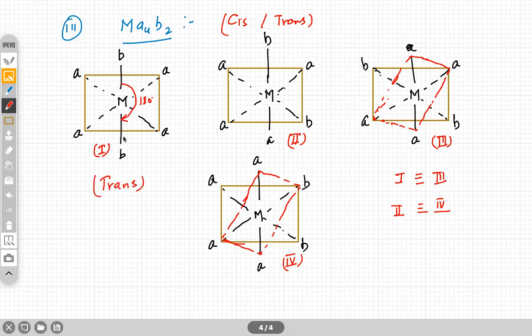If B is present at 180 degree, okay? Here you see the 2B atoms, the angle between this B and this B, this bond, is 90 degree, right? So when the bond angle is 90 degree here, then it is cis isomer. So this one is cis, this one is trans. And if you look at the bond angle here between B and B, it is 180. Here also it is 180 if you look at this. And that's why first and third are the same thing. Second and fourth, you see the bond angle is 90. Hence these two are also the same.